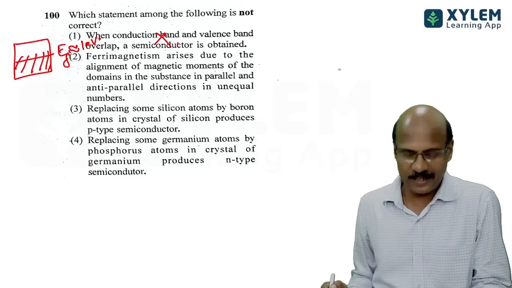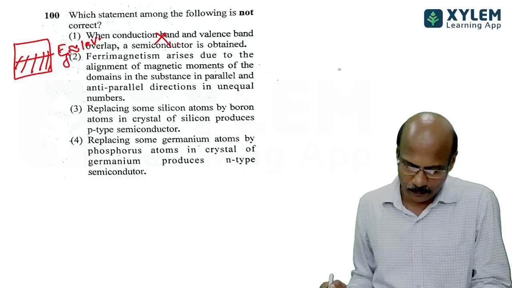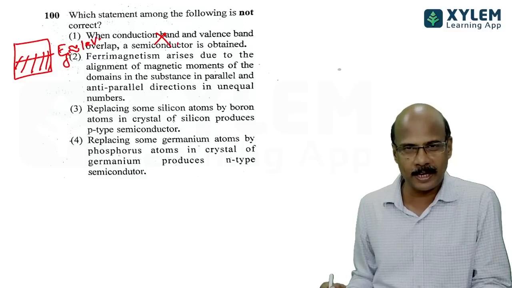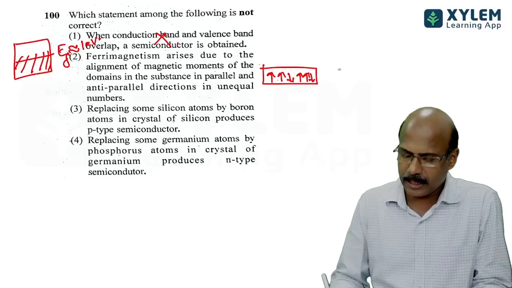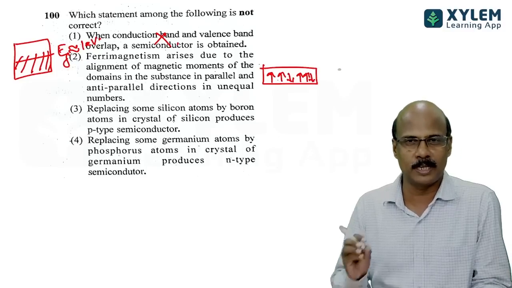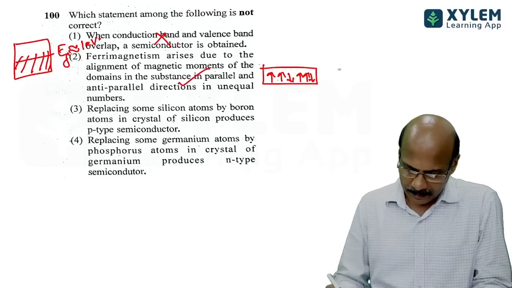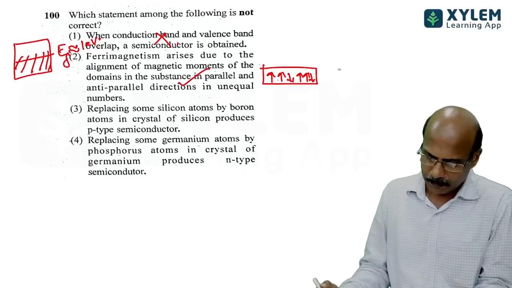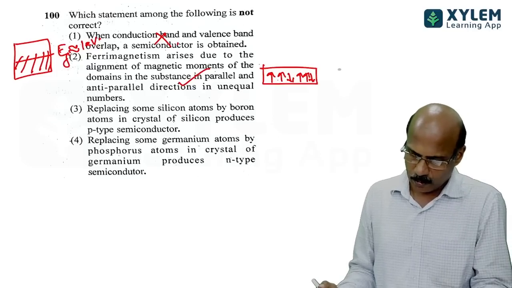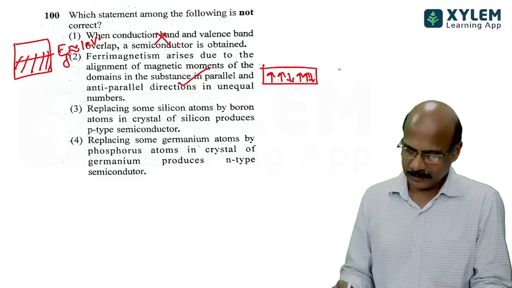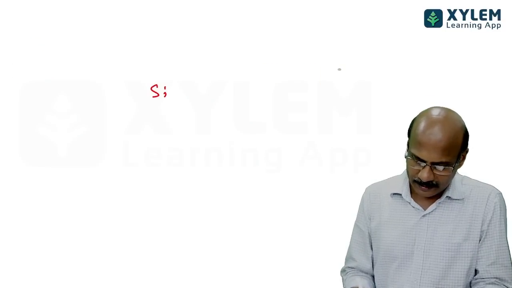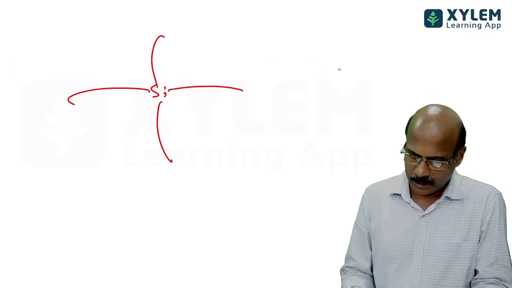What about the second one? Ferrimagnetism arises due to the alignment of magnetic moments of the domains in the substance parallel and anti-parallel in unequal numbers, which is correct. There is opposite alignment but in unequal numbers, so there is a very small net magnetic moment. Replacing some silicon atoms by boron atoms in crystals of silicon produces a p-type semiconductor. That's also correct. You know that silicon is a tetravalent atom, a group 14 member.